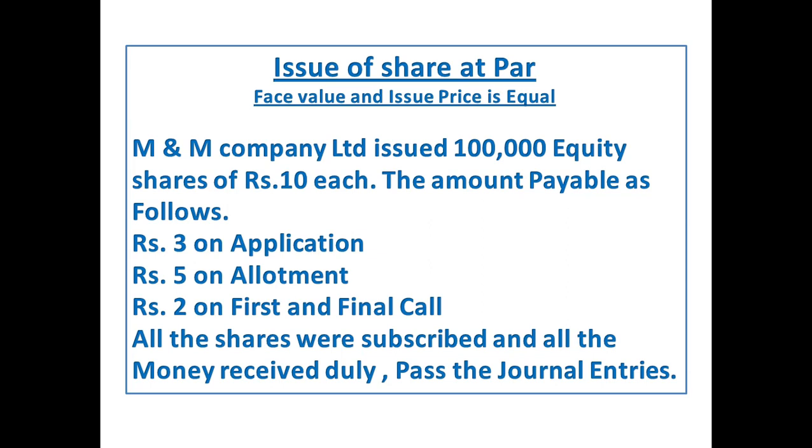See, in the question itself we can analyze whether it belongs to par, premium or discount. The share rate given in the question is 10 rupees, and when you add application money, allotment money and first call money, you get the same. 3 plus 5 is 8, 8 plus 2 is 10. The value of the share is 10, and the company is also collecting 10 rupees from the public. So this particular term is called par.